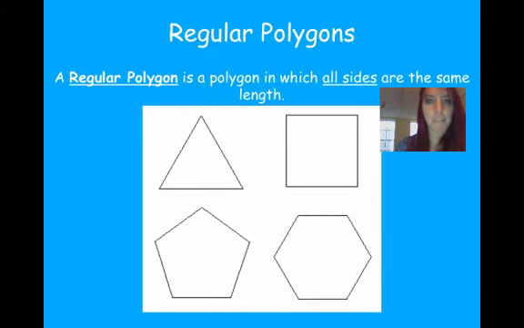And finally, a regular polygon is a polygon where all the sides are the same length. Okay, a square is a great example of a regular polygon. We know that all sides of a square are exactly the same length. You can also have regular polygons where you have 5 sides, 6 sides, 7 sides, 8 sides, whatever. As long as all the sides are the exact same length, it's a regular polygon. If even one side is a little bit off, or a little bit shorter, or a little bit longer, it's not a regular polygon. Okay?